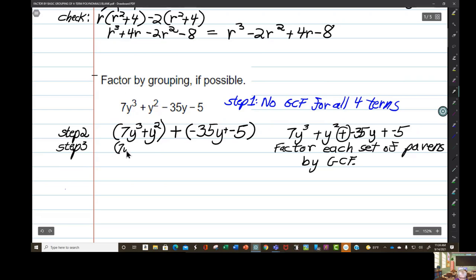I've got 7 times y times y times y plus 1 times y times y. And I notice immediately that I have 2 y's here and 2 y's here. That's my GCF for this set of parentheses. Okay, so I take the y squared.